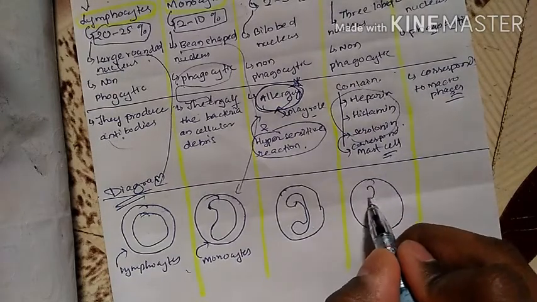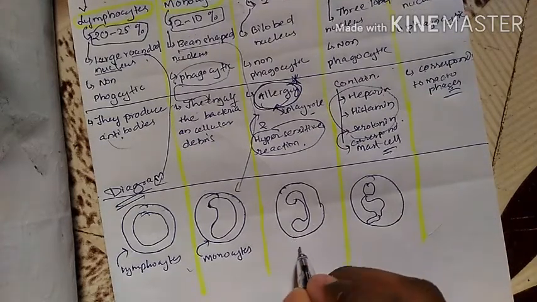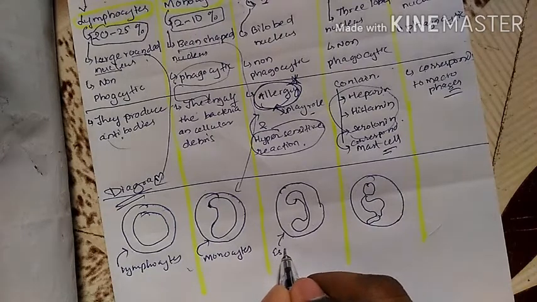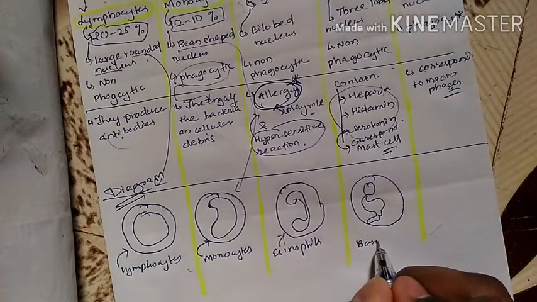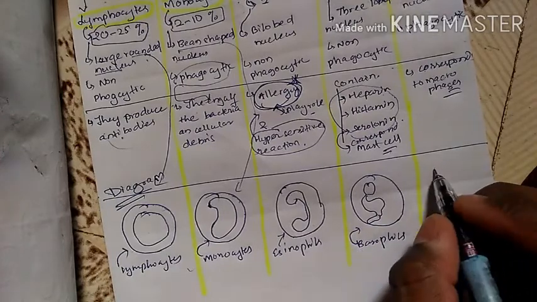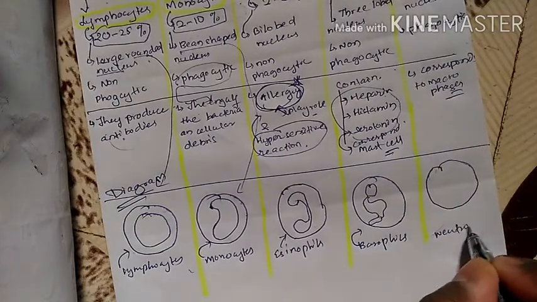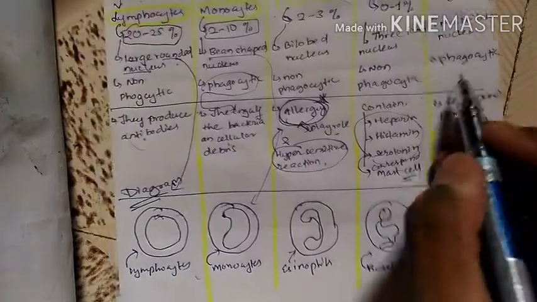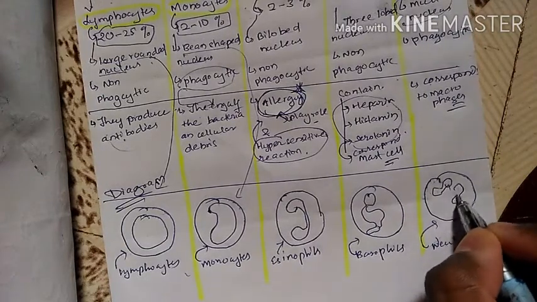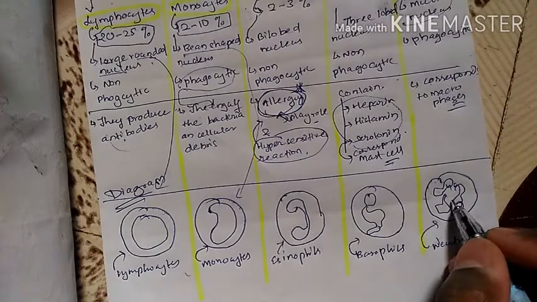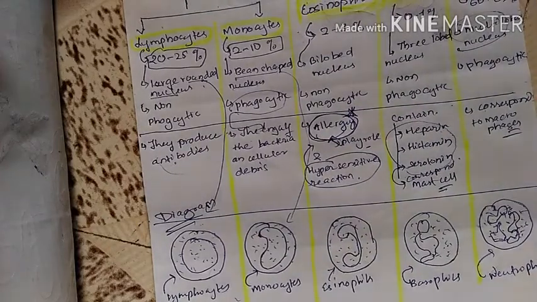Now we'll see basophils. Here we'll make a 3-lobed nucleus. Here you see the 3 lobes. This is basophil, and that was eosinophil. Basophils are the least in percentage present, that is 0 to 1%. And now neutrophils. The nucleus of neutrophil is multi-lobed, so here we will make so many lobes like this. Neutrophils are present in the maximum percentage in the blood.